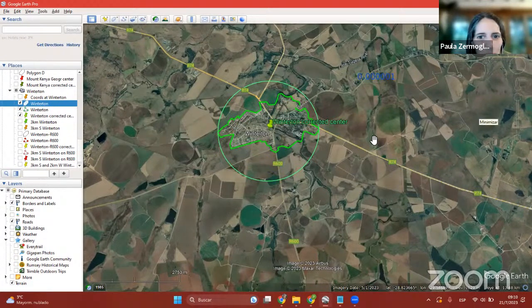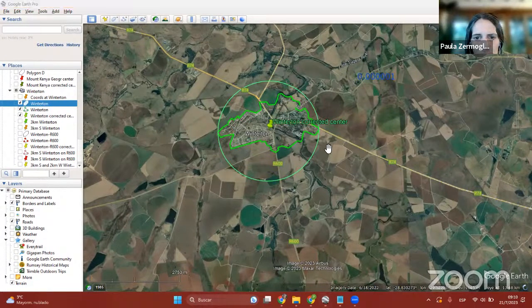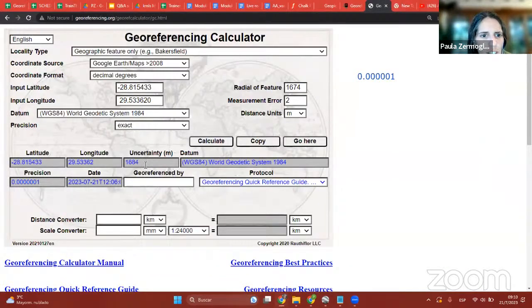Okay. So we have now georeferenced Winterton, which is a town. We got our polygon, we drew the minimum circle that includes all that town, we determined the corrected center, and with that corrected center and the radial, we could calculate the georeference, and we got this uncertainty here. And so I was asking, what is the factor that is contributing most to this uncertainty?